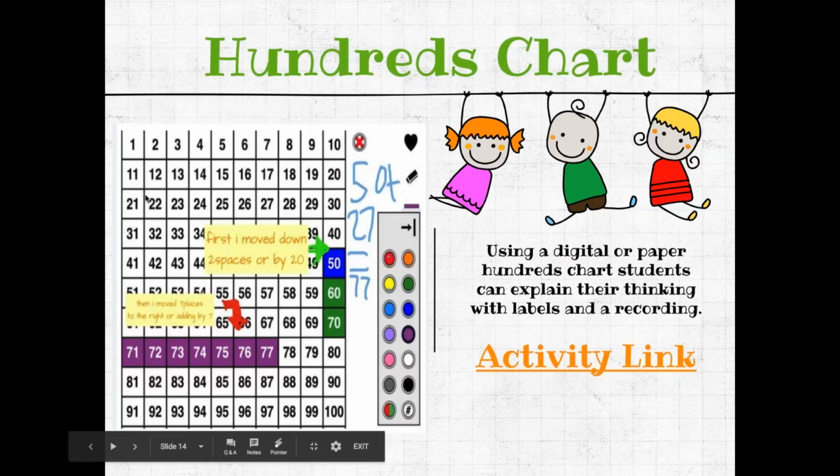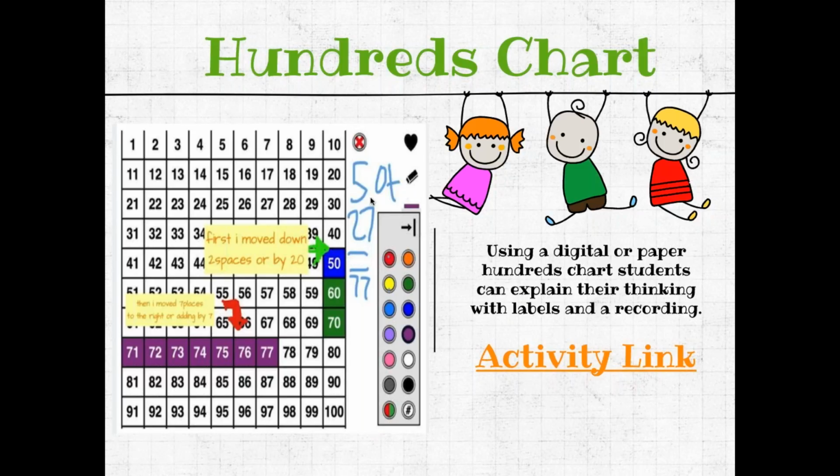Okay, this is the second one. This is also from that same app. It is a hundreds chart. What I love about it is that the kids can tap and then they can count as they go on. So the question was 50 plus 27 equals 77. So they went 50, they counted 10, 20, 21, 22, 23, 24, and they went on. They also used the labels instead of recording themselves to say, first I moved down 2 spaces or by 20, and then I moved 1 space to the right to count by ones.